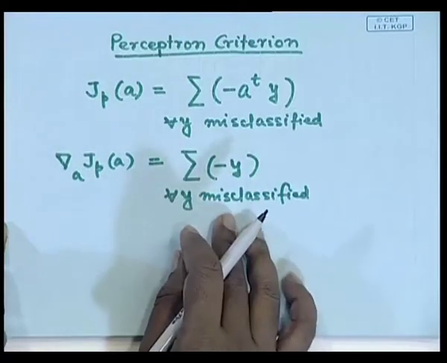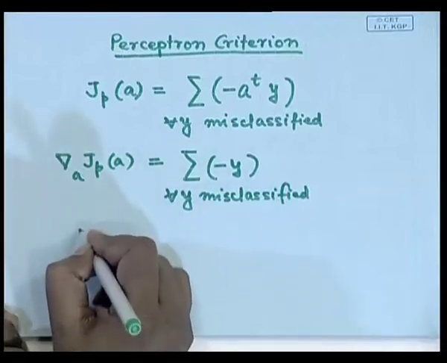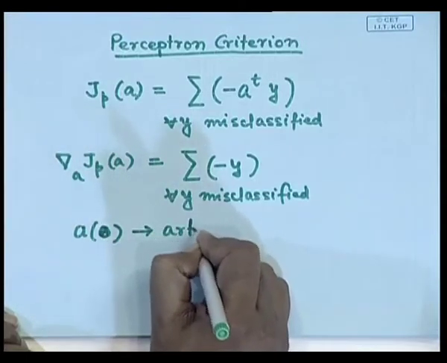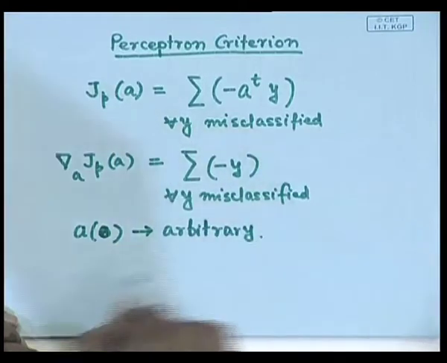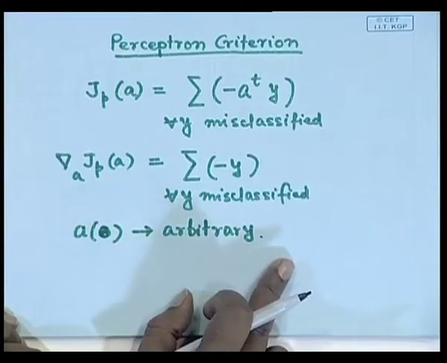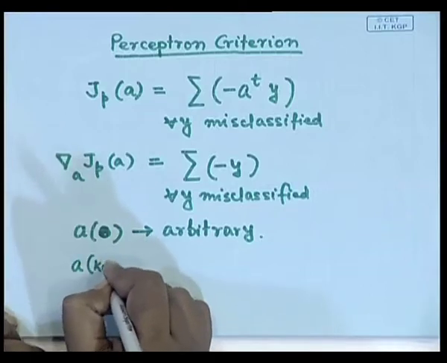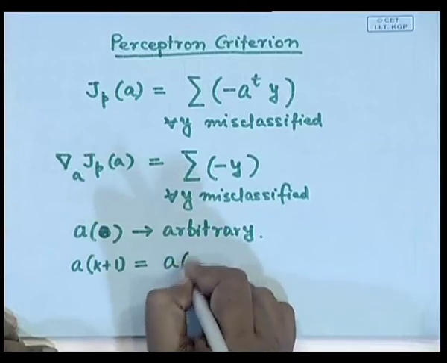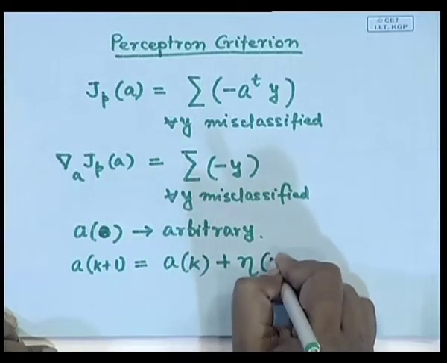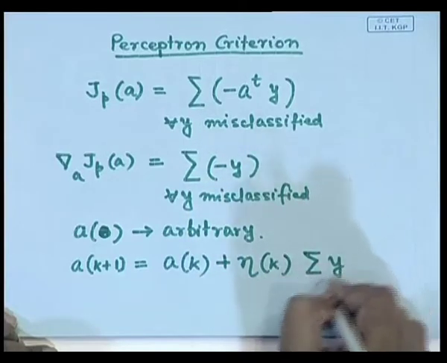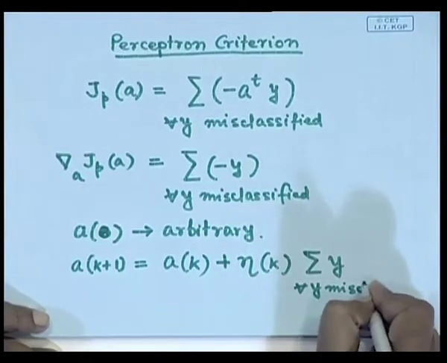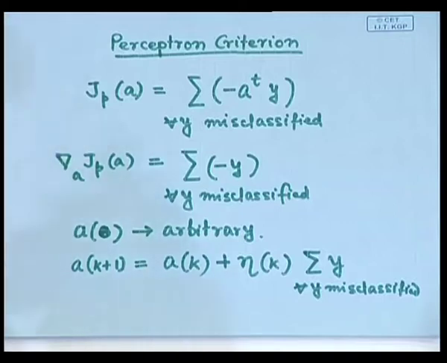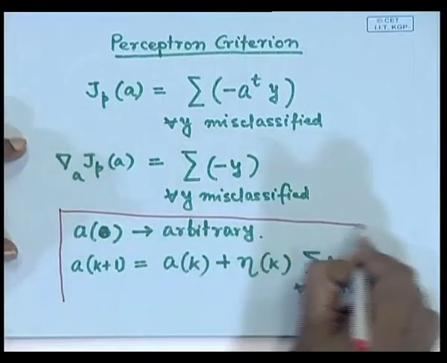And my update rule, or the algorithm to find out this weight vector A, will simply be: I take an initial weight vector A 0 arbitrarily. Okay. So, A 0 will be arbitrary. Then A k plus 1, that is the weight vector in the k plus first iteration, will be simply A k plus eta k, which is the learning rate, into summation of y for all y misclassified. Okay. So, this is the algorithm for design of my weight vector.